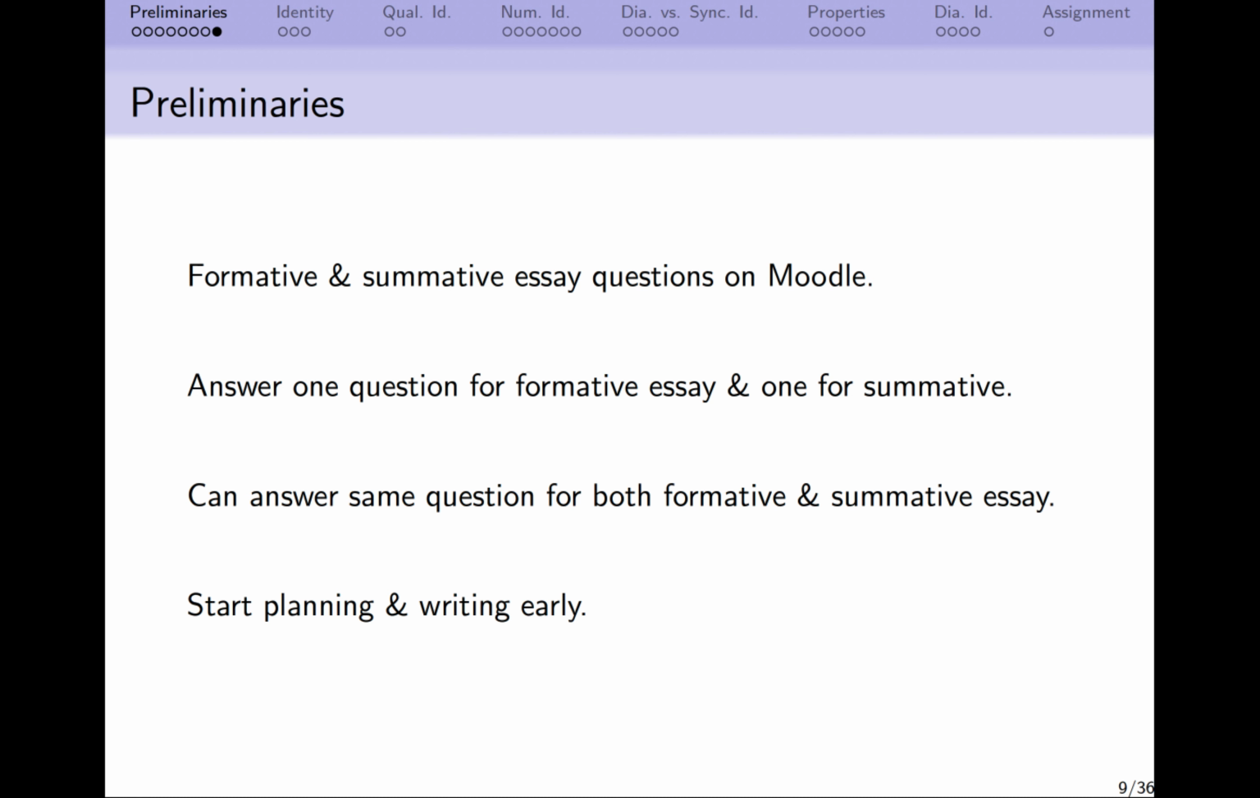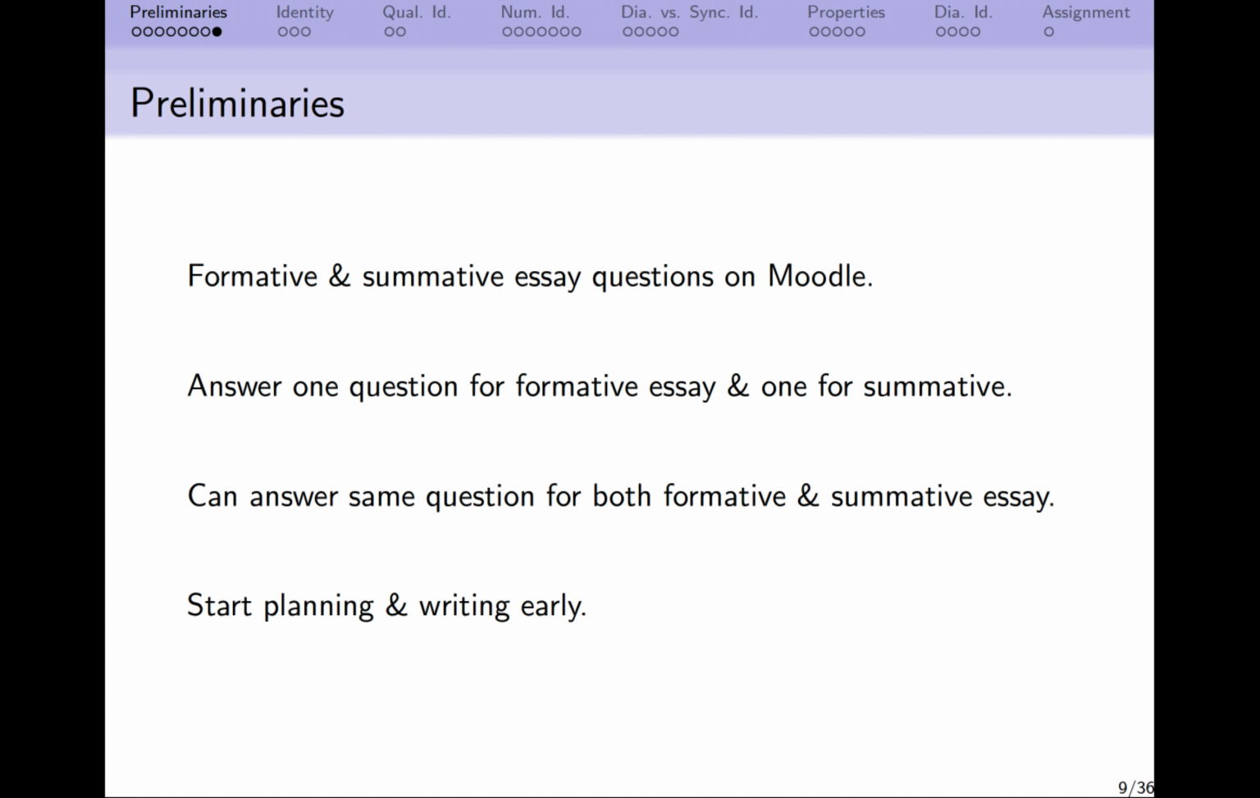So there's not too much panic or stress towards the end of the module and towards the deadline for the essay. So you should answer one question for the formative essay and one question for the summative essay. But importantly, if you like, you can write on the same question for both the formative and the summative essay. So you don't have to, but you can, if you want, write on literally the same question for both essays.